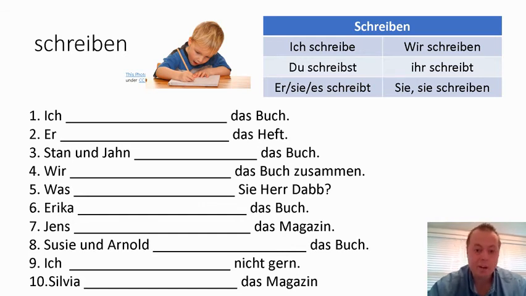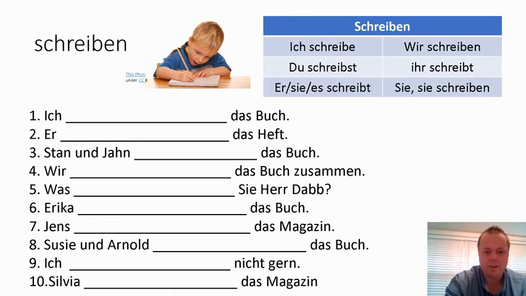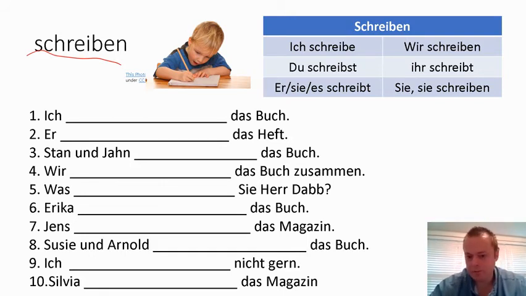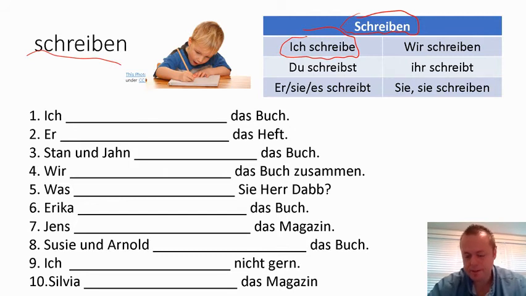Okay, now we are on schreiben. You can see schreiben here. Now, schreiben, obviously, you see the boy. What's he doing? He's writing. So schreiben is pretty common. People will use schreiben. And the way that you say I write is ich schreibe. It's a little tricky to say.